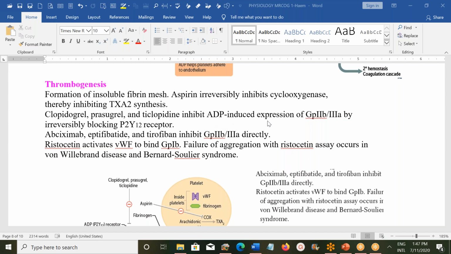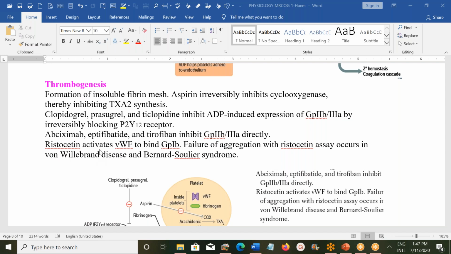Other antiplatelet agents are clopidogrel, prasugrel, and ticlopidine. They inhibit ADP-induced expression of the glycoprotein 2B/3A receptor by irreversibly blocking the P2Y12 receptor. Other drugs like abciximab, eptifibatide, and tirofiban inhibit this receptor directly. This receptor is present on the surface of the platelets.